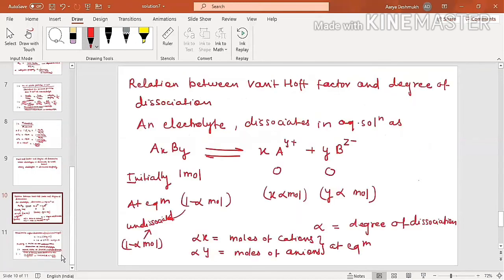So now for this, the relation between Van't Hoff factor and degree of dissociation.